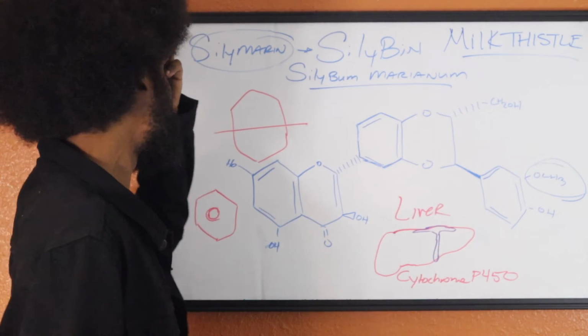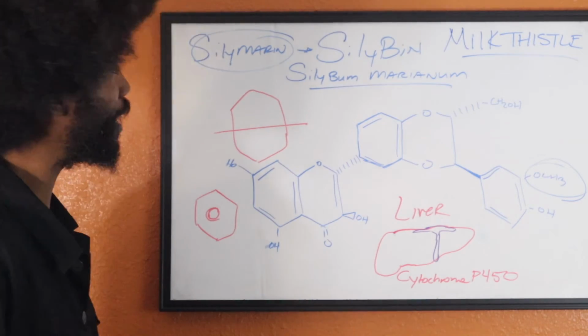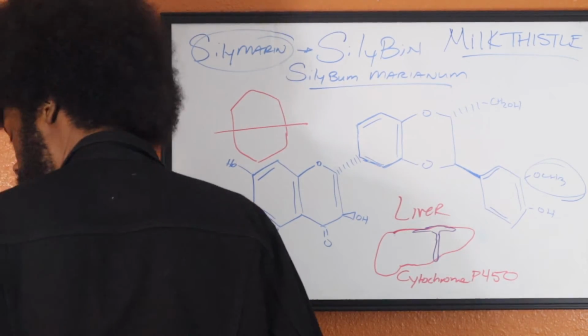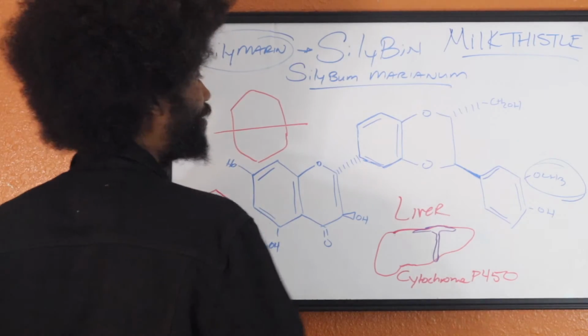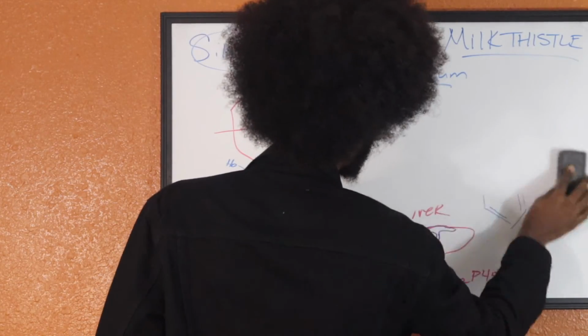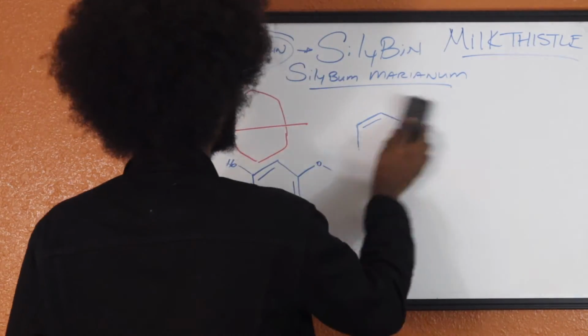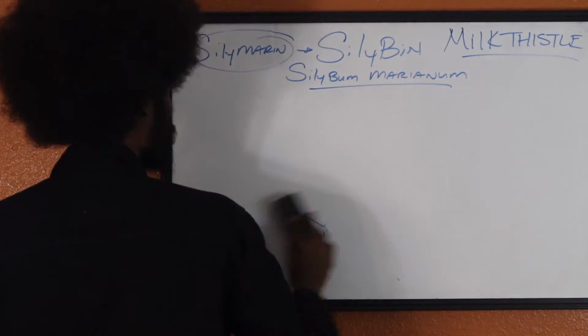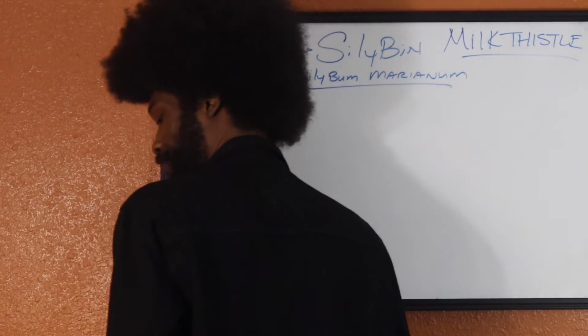All right. So this is silibin, a real powerful molecule, and it deals with the health of the liver. It's particularly the seeds of the milk thistle where you find these components.